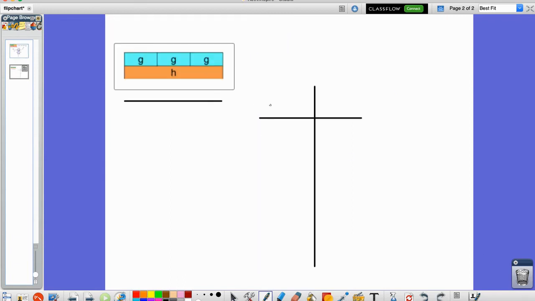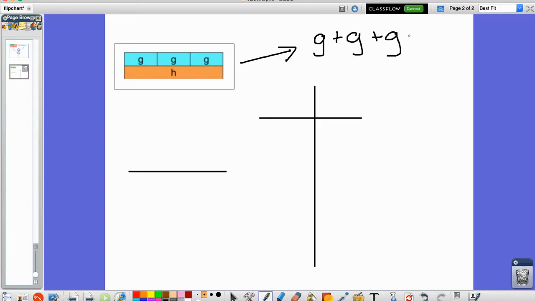All right, I got one more example for you. So here's a tape diagram right here. And the cool thing about this tape diagram is that if we look at the g's, it's the same length from here to here as the h. So these 3 g's is equal to one of these h's. So if we actually take that and write it as an equation, you might say this: 3 of these g's equals an h.